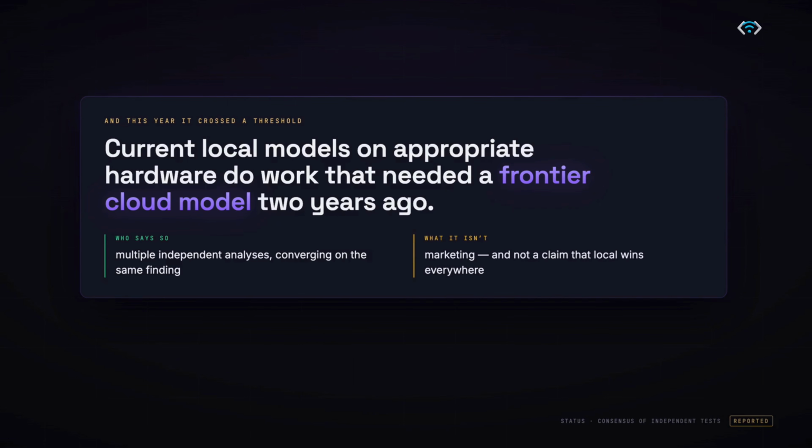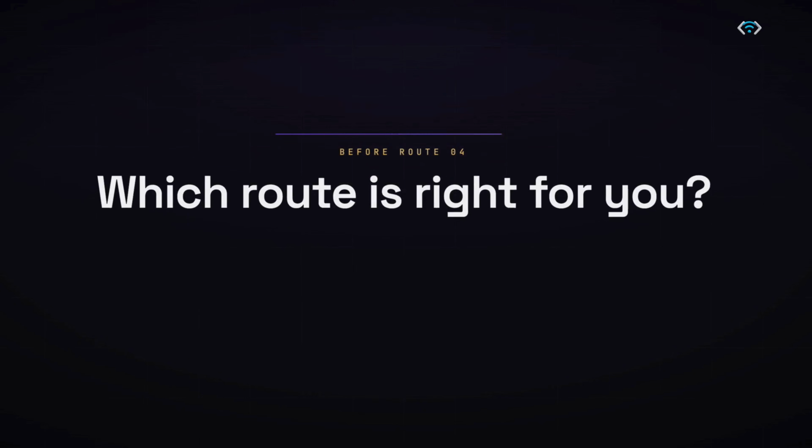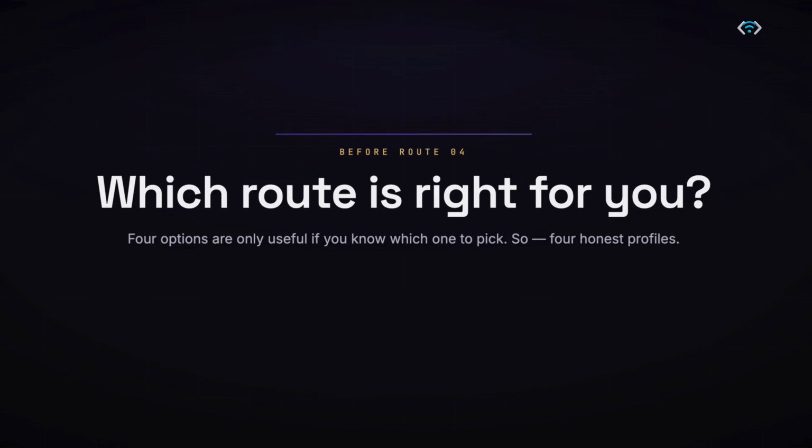And the state of local coding models crossed a real threshold this year. Multiple analyses now say the same thing. Current local coding models on appropriate hardware do work that required a frontier cloud model 2 years ago. That's not marketing, that's the consensus. Route 4, the gateway, which is layer 3, and it's next.